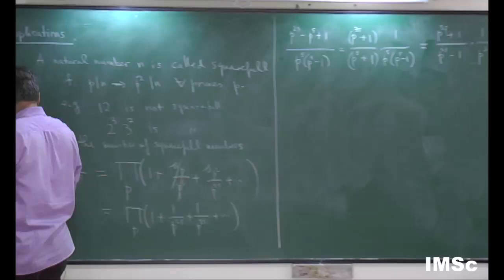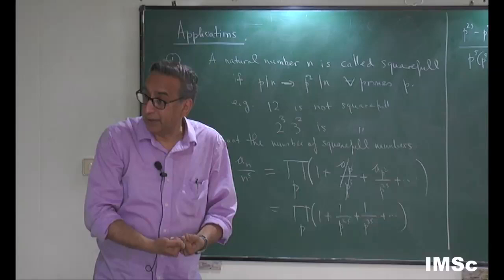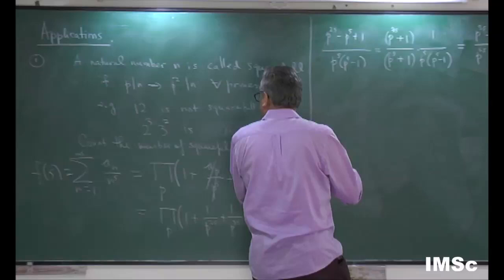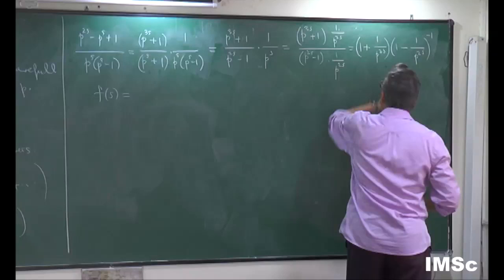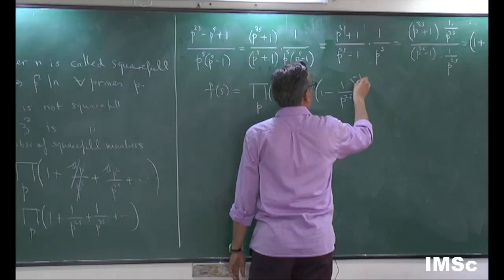Trying to understand the series, you're confronted with a problem of counting certain numbers. You concoct a Dirichlet series, you try to understand that Dirichlet series, and you want to put it into a position where you can apply the Tauberian theorem, okay? So this f of s now has been neatly factored as a product over primes, 1 plus 1 over p to the 3s, 1 minus 1 over p to the 2s inverse.